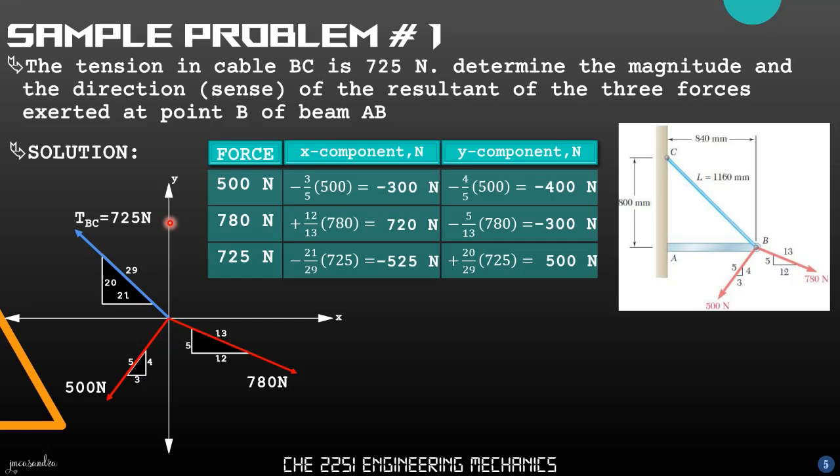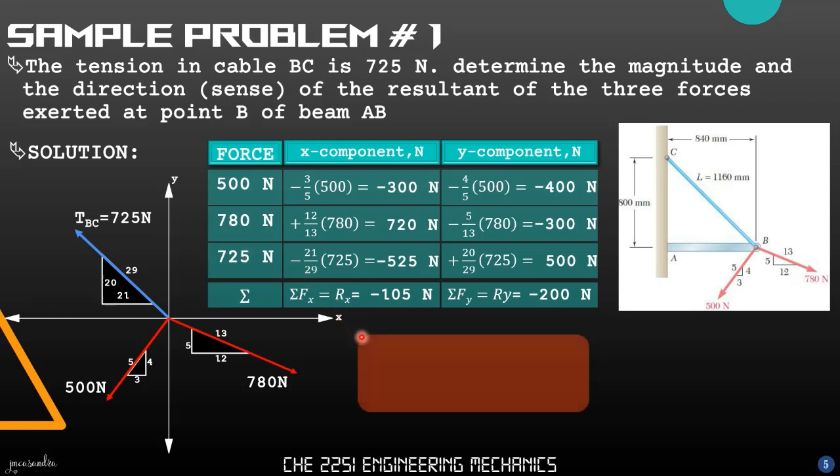So once we have computed all the X and Y components of each force, we can now solve for the sum. The sum of the X components is your Rx, and it is equivalent to negative 105 newtons. And the sum of the forces along Y is our Ry, which is equivalent to negative 200 newtons. Since we already have Rx and Ry, we can now solve for our resultant as the square root of Rx squared plus Ry squared.